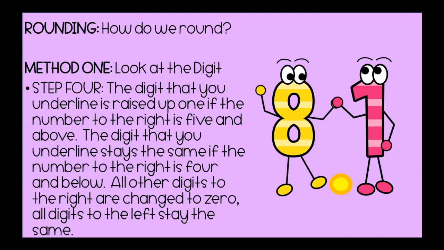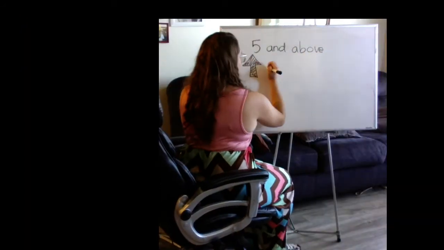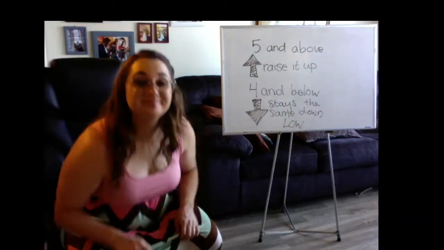All other digits to the right are changed to a 0. All digits to the left stay the same. So in this case, like I was explaining at step 3, our hundredths place was a 9, so it moved our 0 up to a 1, and so we're writing out our full answer, which is 8 and 1/10. Now let's head to the whiteboard to learn this very important chant of rounding.